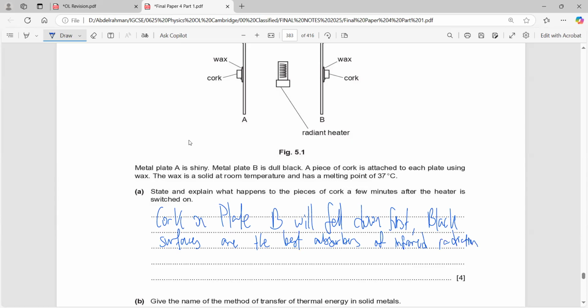You can say that the wax will melt, for example. The wax will melt faster than on plate A. The wax melts faster than plate A. That's 4 marks.